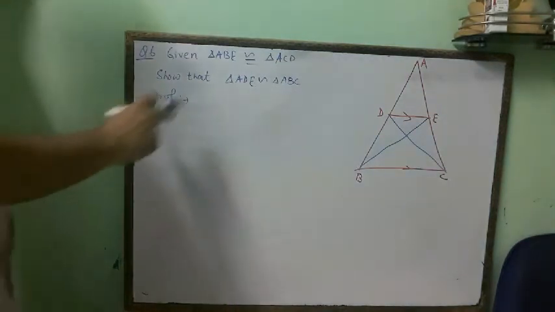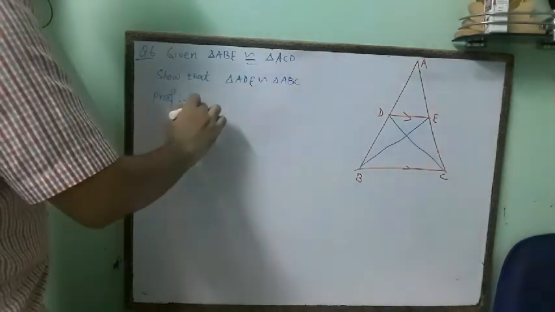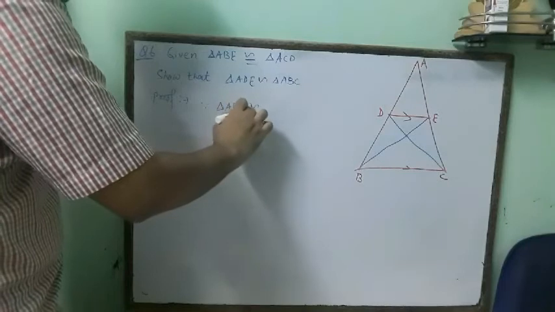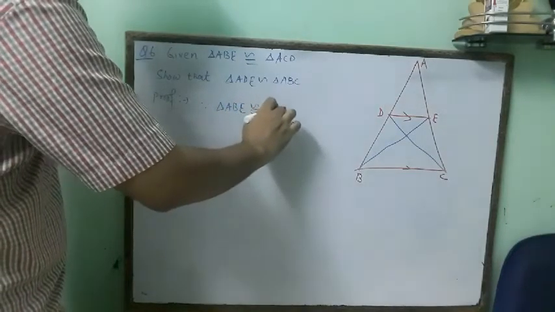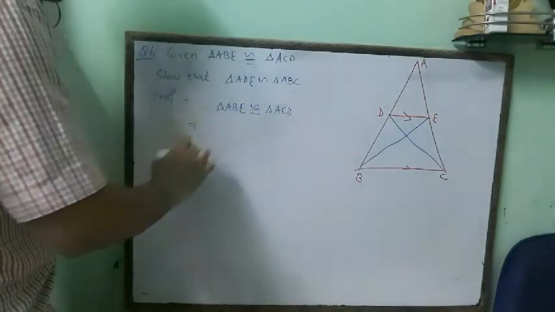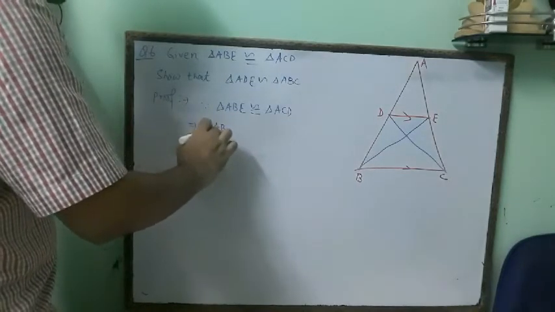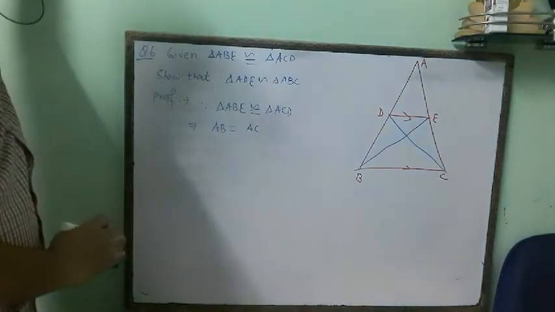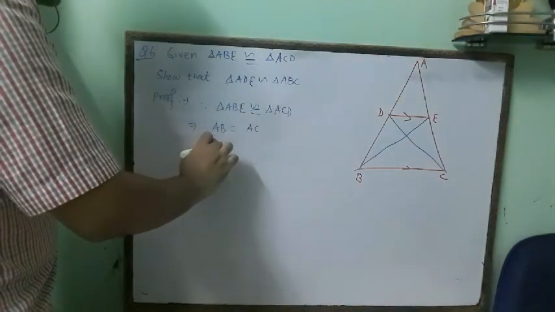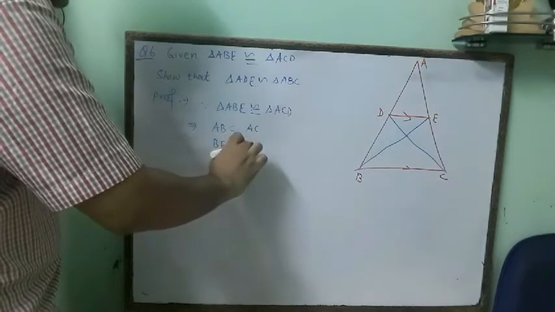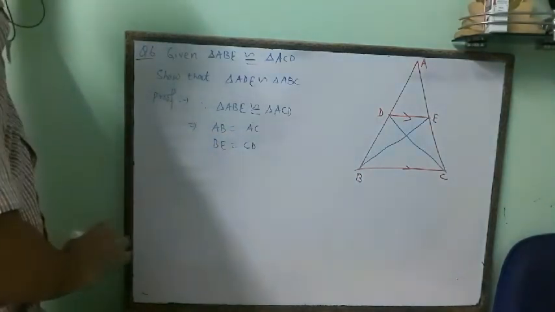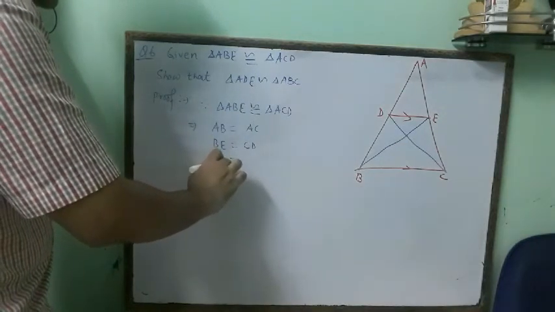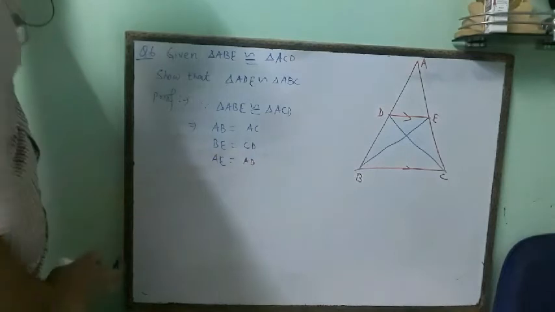Now see, we will start from the given point. Since triangle ABE is congruent to triangle ACD, we know the properties of congruency, that corresponding sides will be equal to each other. So AB is equal to AC, BE is equal to CD. Now AE is equal to AD, given.